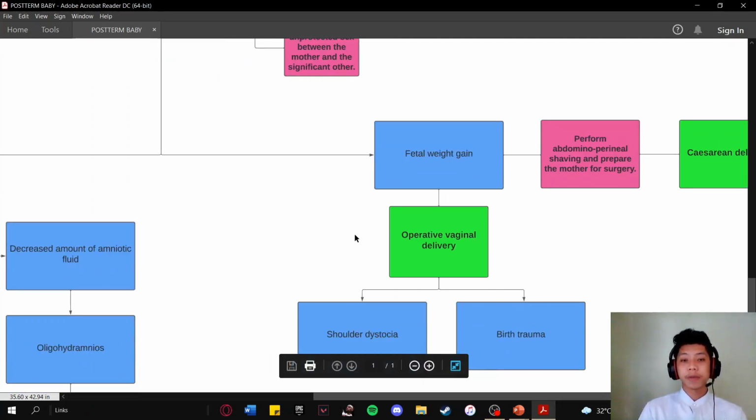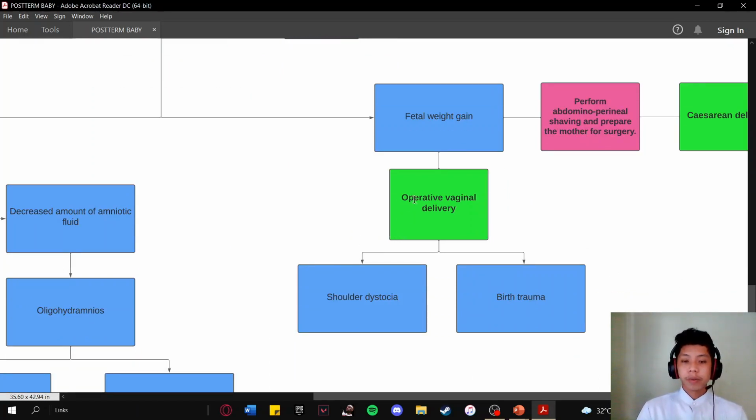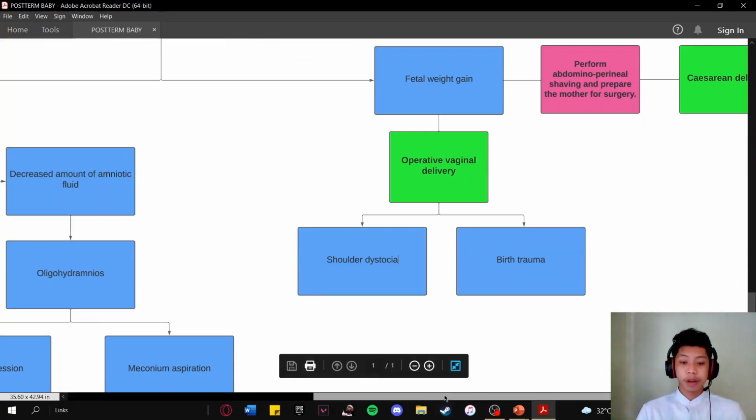Another pathway would be the operative vaginal delivery. When we force the mother to deliver through the vagina, even if the weight of the baby is above normal or macrosomic, chances are there will be shoulder dystocia and birth trauma. So that is it for the pathophysiology.